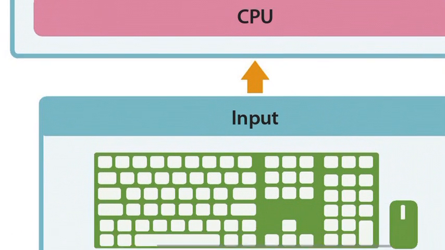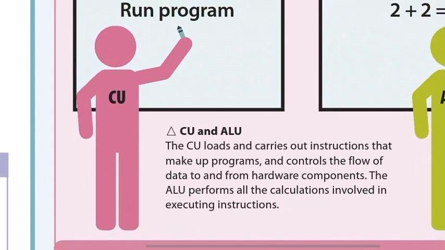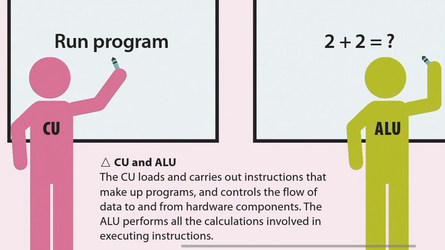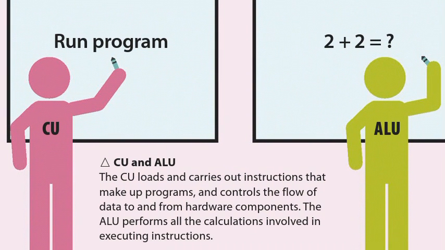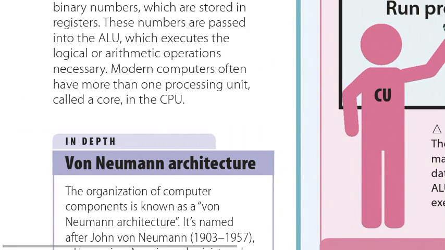This is the input which is going to the CPU, and inside the CPU we have two further working parts, the CU and the ALU. The CU runs the program, and then the ALU performs the actions.